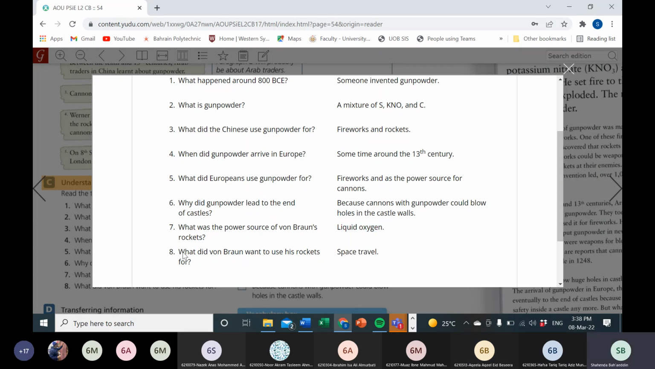Okay, and the last one, what did von Braun want to use his rockets for? Space travel. You can take a screenshot of the correct answers. Who got them all right? Me. Very good. You didn't read the whole text, but you managed to answer simple questions. Sometimes the questions are harder than this, but again, you can save time by being specific about what exactly you are looking for.